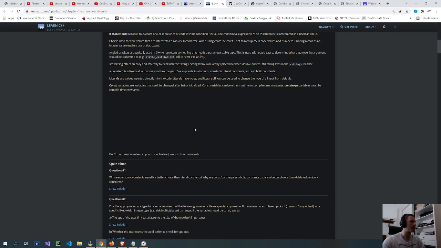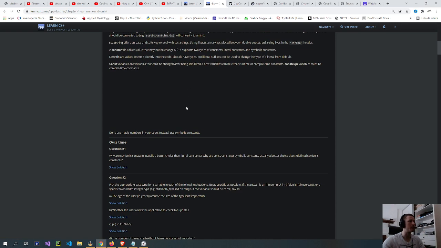A constant is a fixed value that may not be changed. C++ supports two types of constants: literal constants and symbolic constants. Literals are values inserted directly into the code. Literals have types, and a literal suffix can be used to change the type of a literal from the default. Const variables are variables that can't be changed after being initialized.